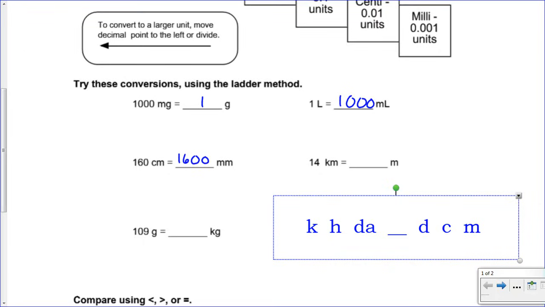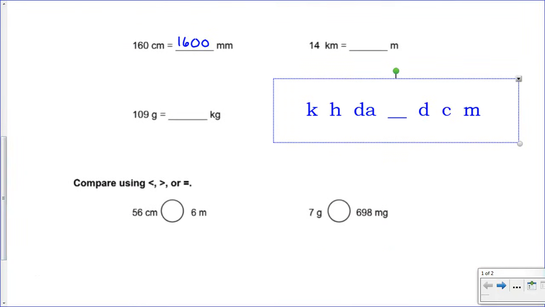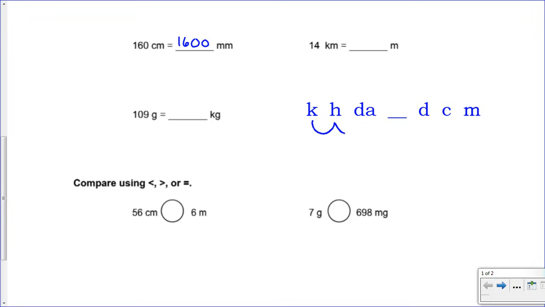For problem number 4 here, we're going from kilometers to meters. All right, so that is from K to the base unit meters. So this is 1, 2, 3 spots over here to the right. So 14. And then we're going to jump over 1, 2, 3 spots to the right, fill in those 3 little baskets that we got there, and we get 14,000.